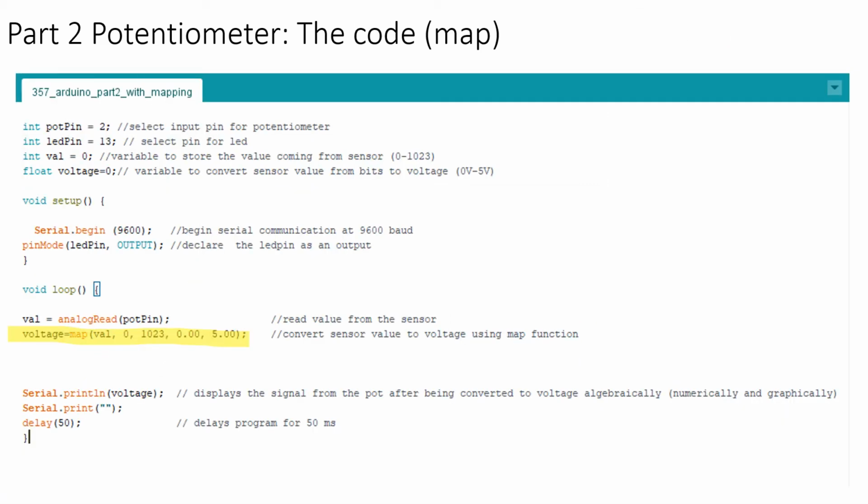And this is the second version of my code for part 2. You can see where it's highlighted. I use the map function to map the values read directly from the potentiometer, that range being 0 to 1023, to my voltage range, which is 0 to 5. The next slide will be the demonstration, and then following that will be the results for this particular version of the code.